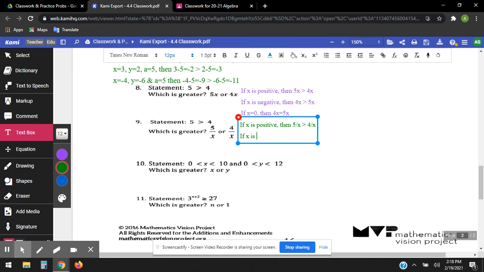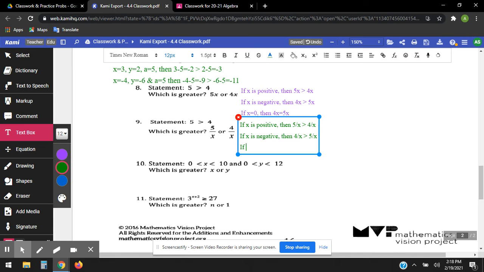What if x is negative? Well, then we end up with those negative numbers again. So 5 divided by a negative 2 is negative 2.5, which is actually smaller than negative 2. So again, that kind of flips this around, doesn't it? My 4 over x is actually bigger than my 5 over x.